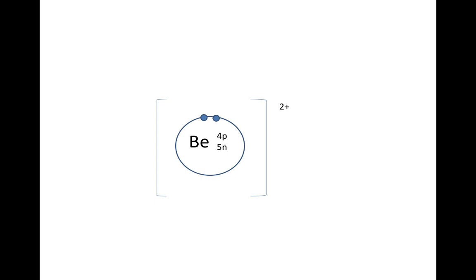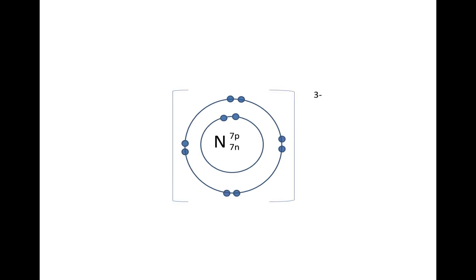Okay, here is the ion for beryllium. If you've done it correctly, that means you've understood how to draw Bohr diagrams for ions of metals. And here is an ion for nitrogen. If you've done this correctly, then you've understood how to draw Bohr diagrams for ions of nonmetals, and you're ready to move on to the practice questions.